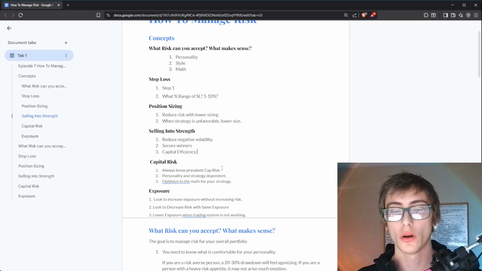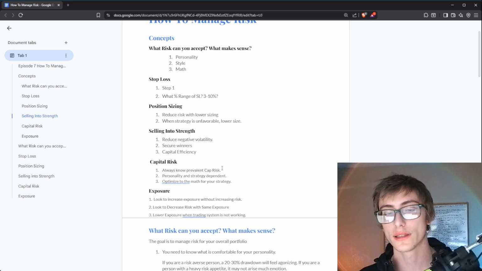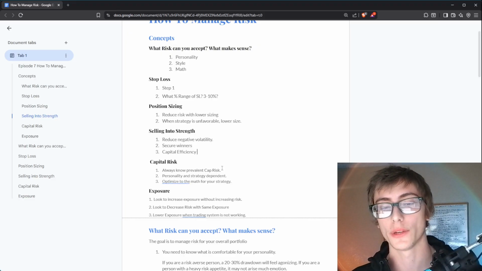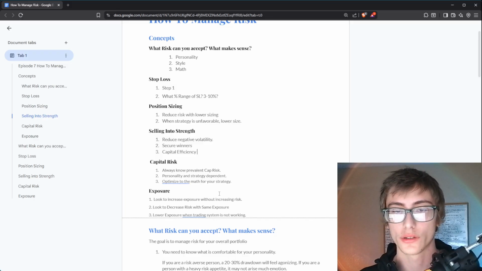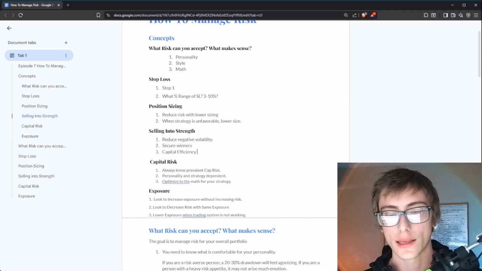Then for exposure, I'll be going over how you should look to increase exposure without increasing risk, how you should look to decrease exposure or decrease risk, with the same exposure. Then I'll be going over how you should lower exposure when your trading system is not working. Similar to position sizing, right? When strategy is unfavorable, lower size.